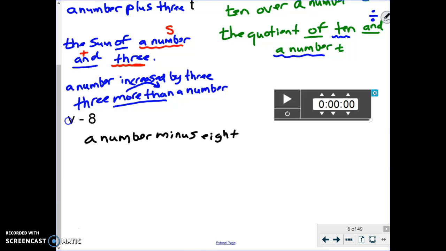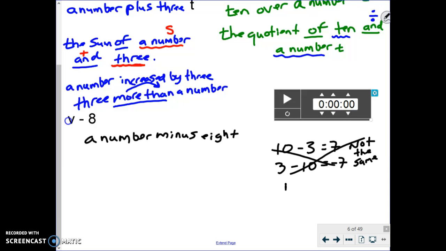I couldn't say 8 minus a number. That would be the opposite. So in this case, order is really important. We're not allowed to change the order of division, and we're not allowed to change the order of subtraction. And one really good example of that is if I do 10 minus 3, I get 7. And if I do 3 minus 10, I get negative 7. And those are not the same. So that's why I'm not allowed to change the order of subtraction. So I can't do that.